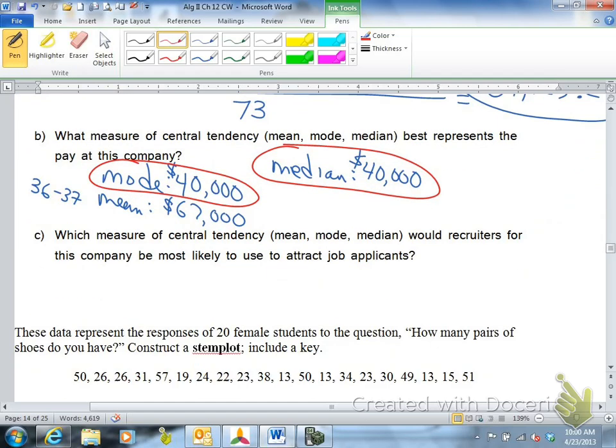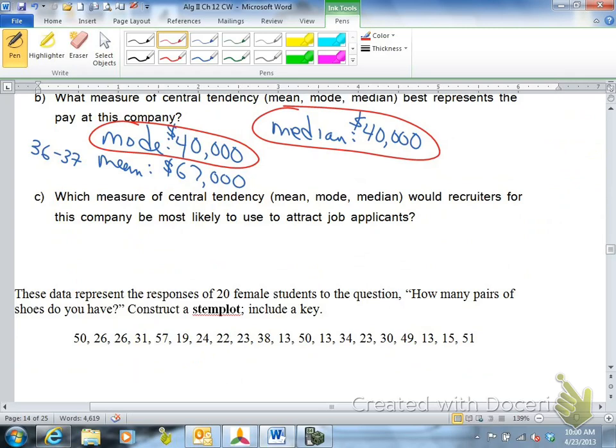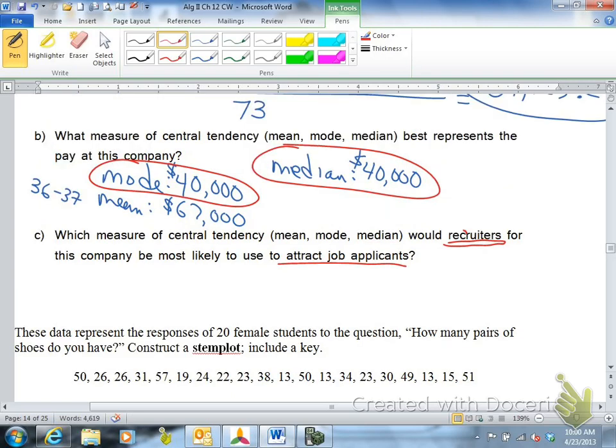Letter C, which measure of central tendency would recruiters for this company most likely use to attract job applicants? So recruiters are trying to hire people, get people to work for them. They're trying to attract job applicants. If you're a recruiter, you probably want to say the larger of the 2 numbers. Hey, come and work for us. We pay an average of $67,000 is the average. So people will hear, oh, wow, that's a really big average, $67,000.